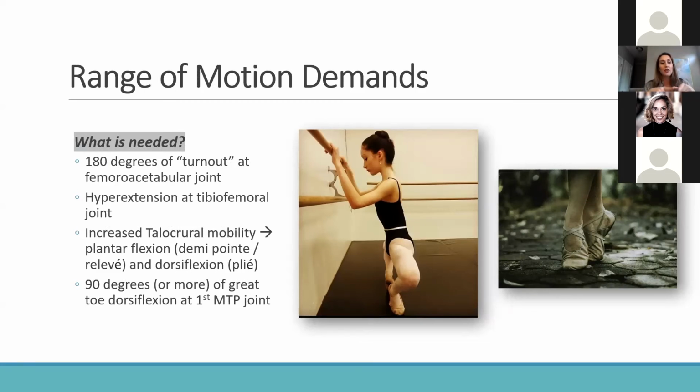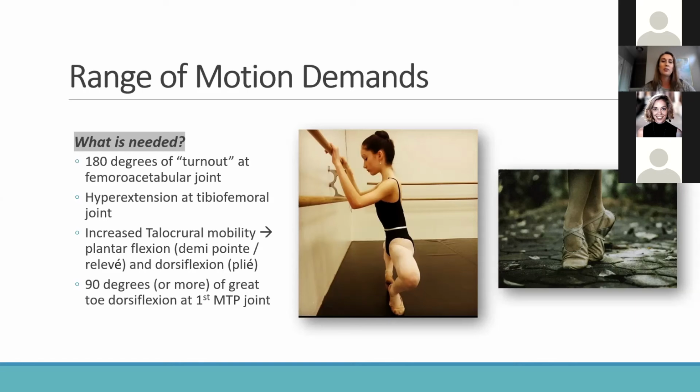The other thing, and I have a great picture on the next slide, is a lot of that hyperextension that is needed at the tibiofemoral joint. So now we're not necessarily talking about someone who is so hypermobile that we're getting into real instability, but there needs to be greater than 0 degrees at the knee joint in order to do some of the motions within the ballet technique. Of course, we want to see increased ankle mobility, so that talocrural joint.